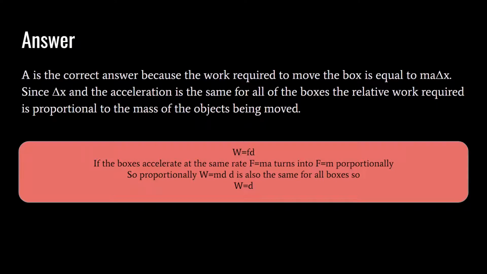The answer is A, because the work required to move the box is equal to mass times acceleration times the distance displaced. Since the distance displaced and the acceleration are the same for all the boxes, the relative work required is proportional to the mass of the objects being moved. If the boxes accelerate at the same rate, force equals mass times acceleration turns into force equals mass proportionally. So proportionally, work equals m times d, and d is also the same, so work equals the mass.